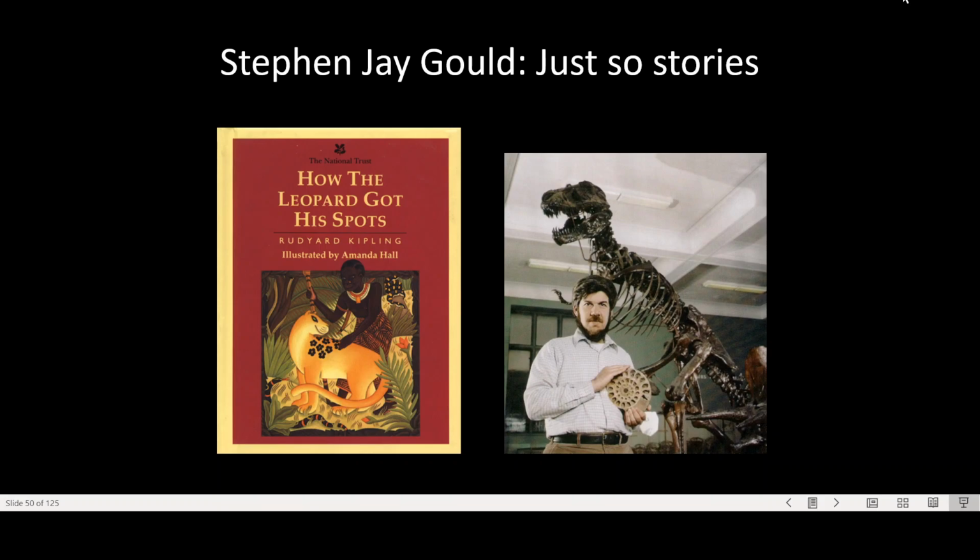So Stephen Jay Gould, in response to the sociobiology movement, rightly pointed out a major criticism, and this is one of the criticisms that will apply to a number of the other approaches that we will talk about in this section.